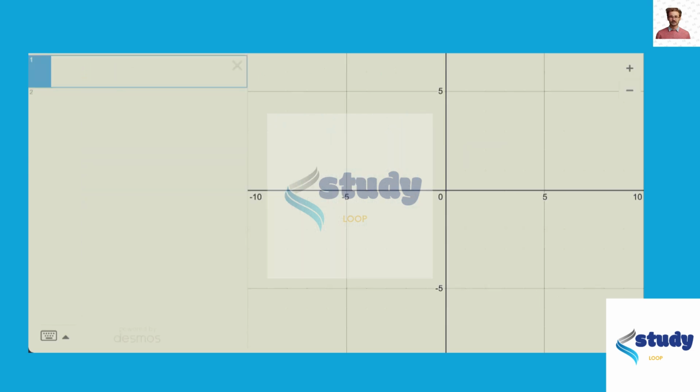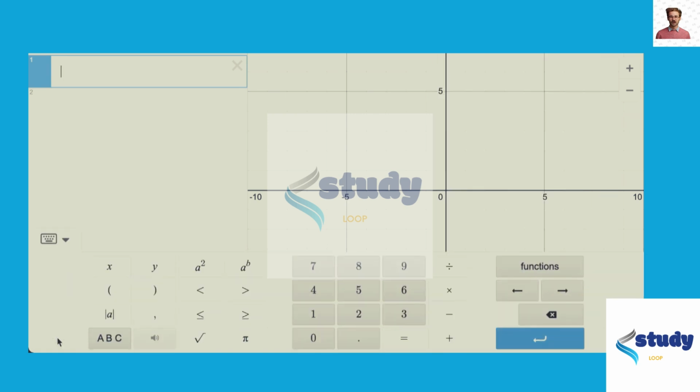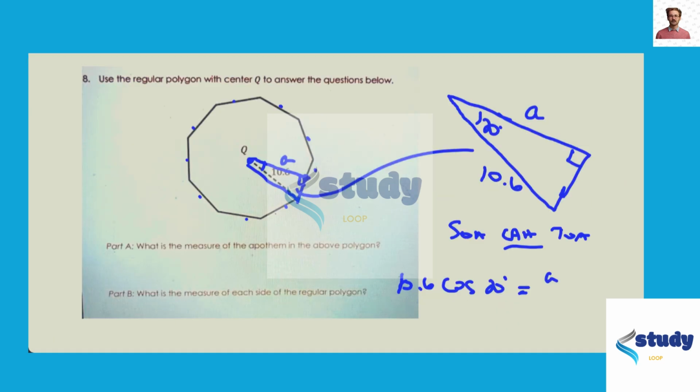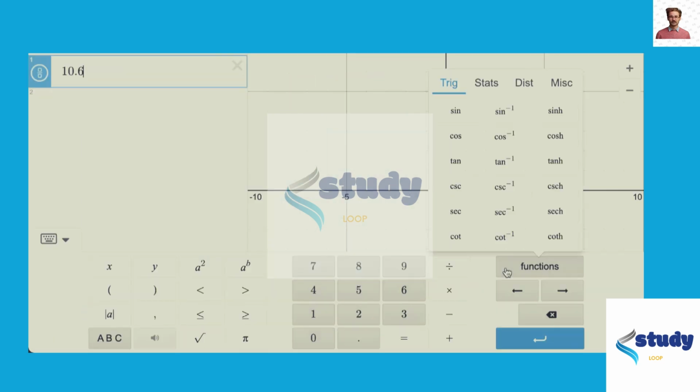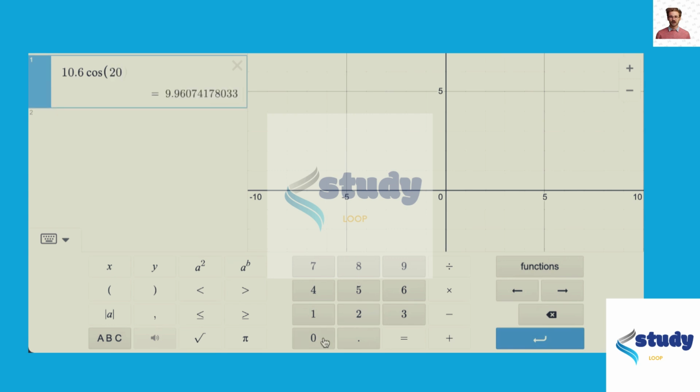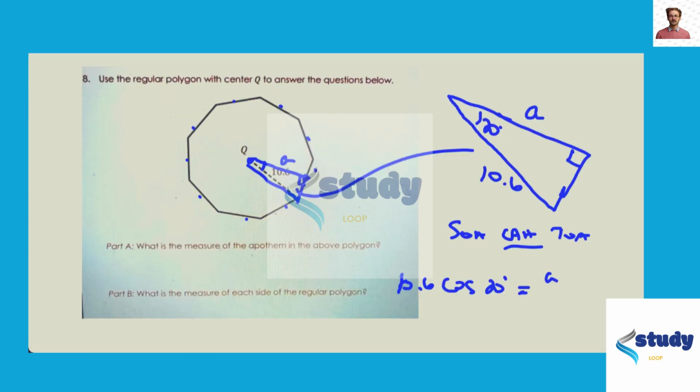So with a calculator in degree mode, 10.6 cosine 20 is 9.96. Or 10 to the nearest tenth, 10.0. But I'll go to the hundredth.